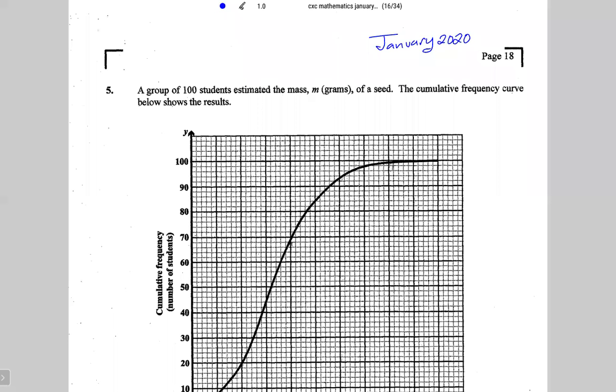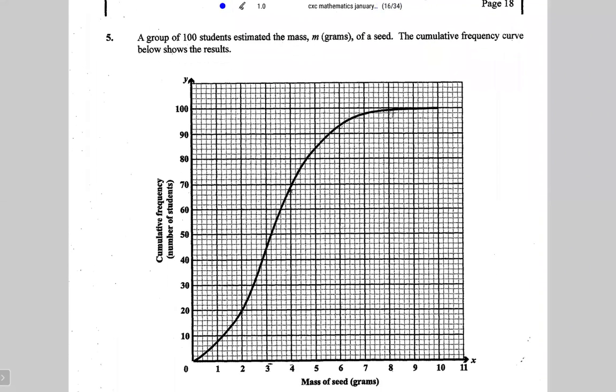All right, so this is January 2020, question number 5. It says a group of 100 students estimate the mass in grams of a seed. The cumulative frequency curve below shows the result. So this is the cumulative frequency curve.